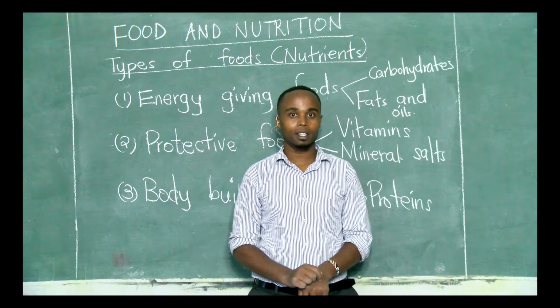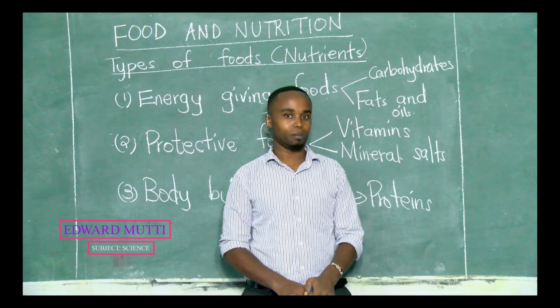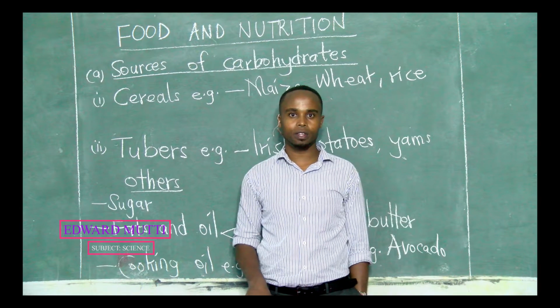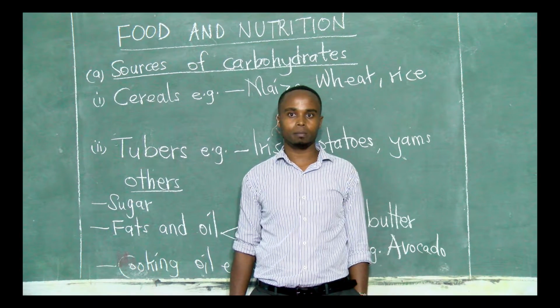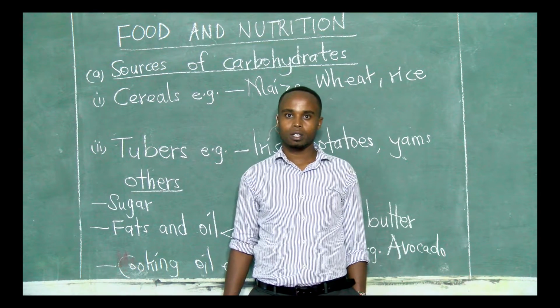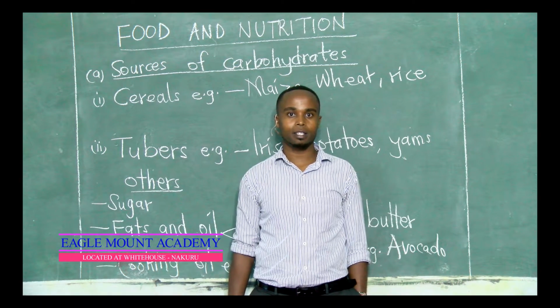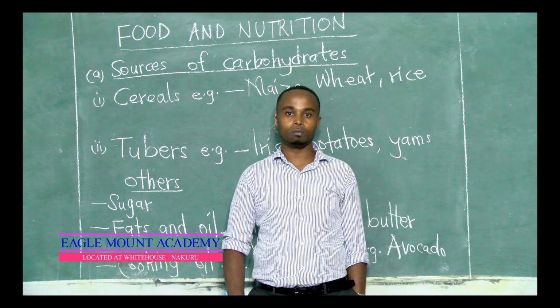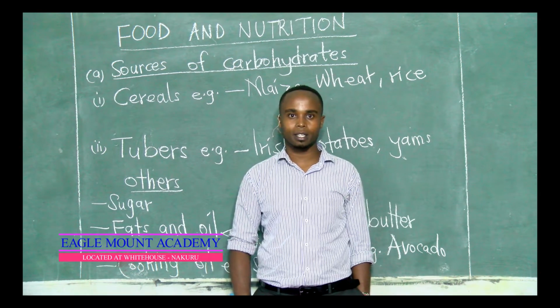So from here, I want us to look at the sources of these nutrients and their importance. Every nutrient and its importance. To start with, I want us to look at sources of carbohydrates. Remember, we have said that carbohydrates are examples of energy-giving foods. So there are 2 main sources of carbohydrates. That is cereals. Anything from cereal or tubers will give us carbohydrates.